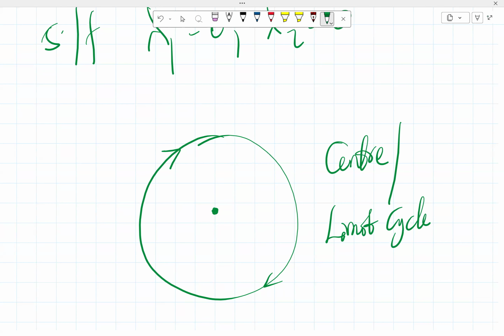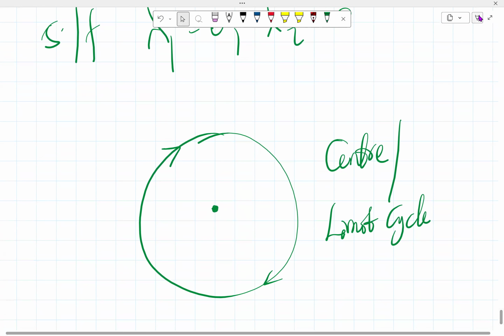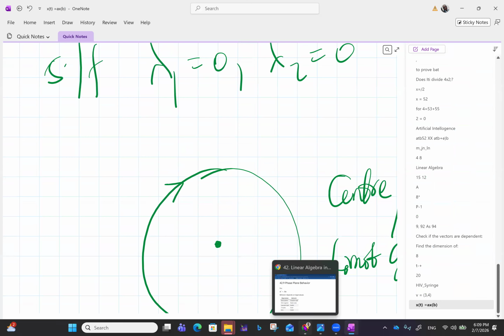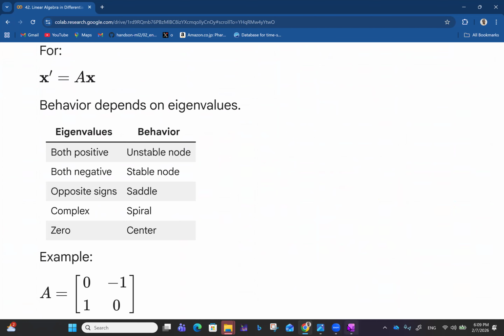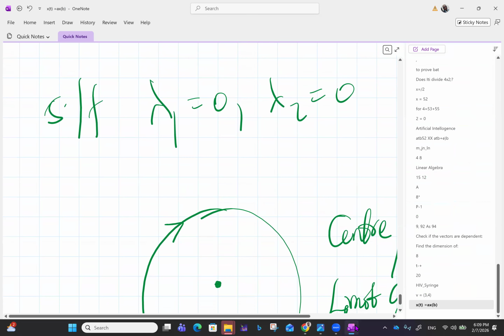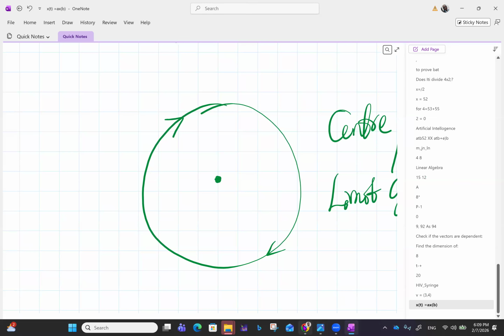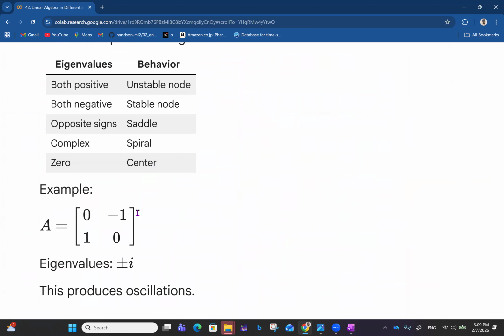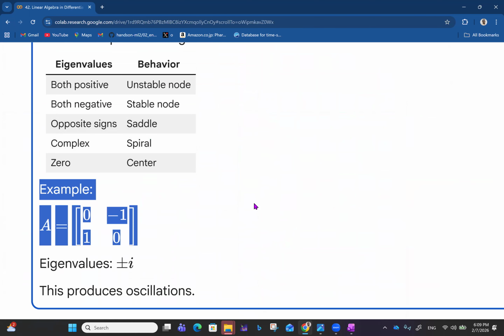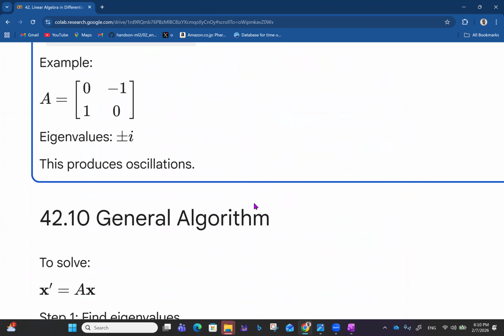So these are the possible kinds of stabilities you can have, depending on the possibilities of the eigenvalues. Did I indicate that this is for the limit cycle? Yes, if the lambdas are 0, exactly. So if the eigenvalues are 0. Look at this now: A is [0, -1; 1, 0]. The eigenvalues are plus or minus i. Automatically, because they are plus or minus i, this produces oscillations. The oscillations are what we call spirals, actually.